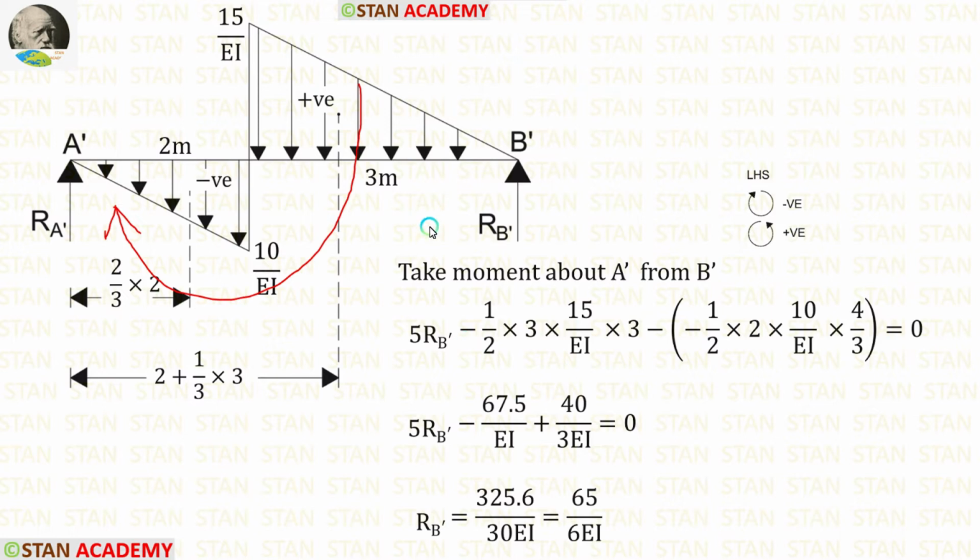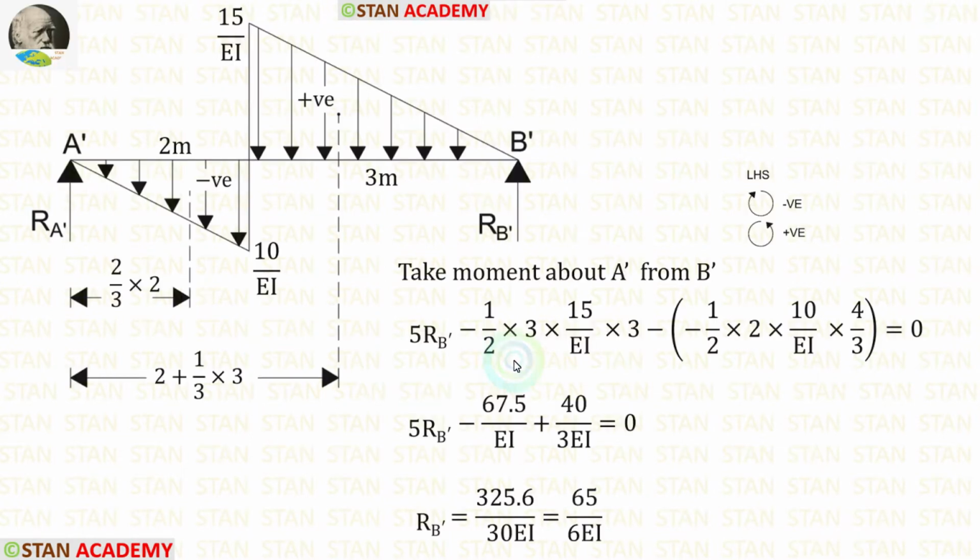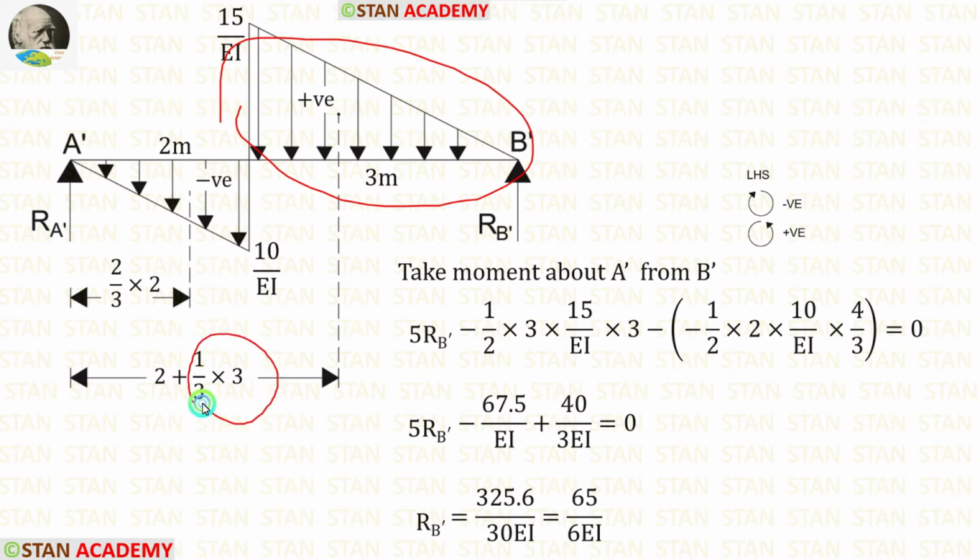For the UVL, we have to multiply the area with the centroid. In the right angle triangle, the area formula is half into breadth into height. The centroid towards the right is 2b upon 3 and the centroid towards the left is b upon 3. First, let us calculate the area. For this triangle, the centroid towards the left is 1 upon 3 into breadth.